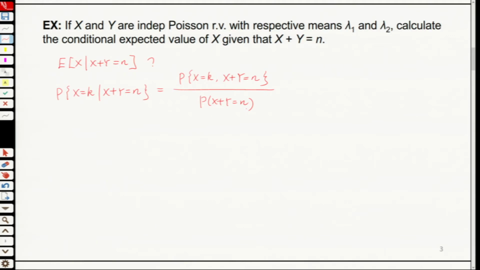And we also know that x plus y is Poisson. We know the rates for x and y. So what is the Poisson for x plus y? What is the mean?